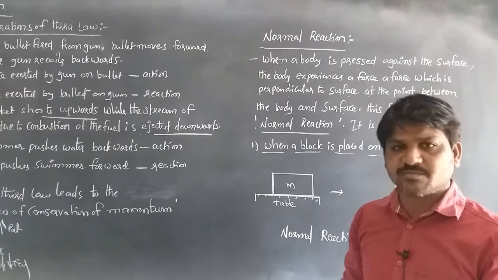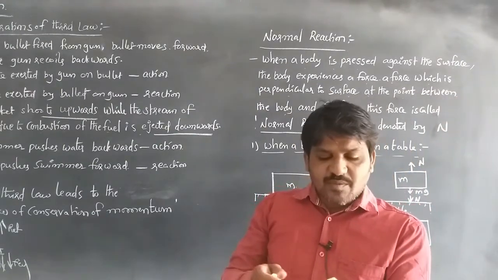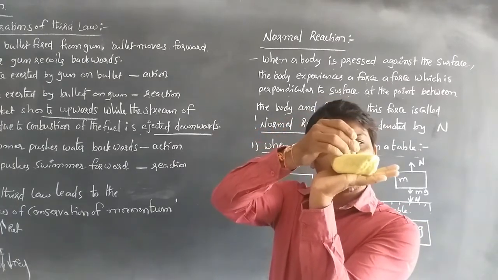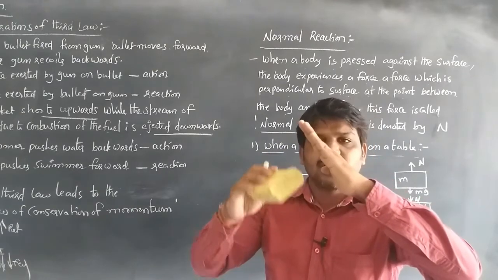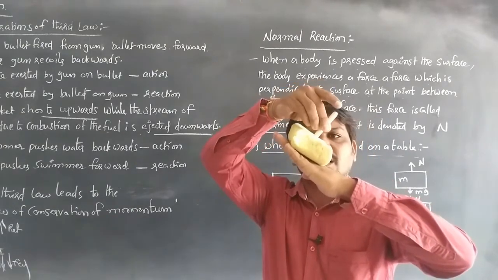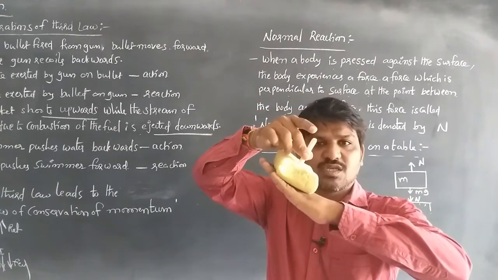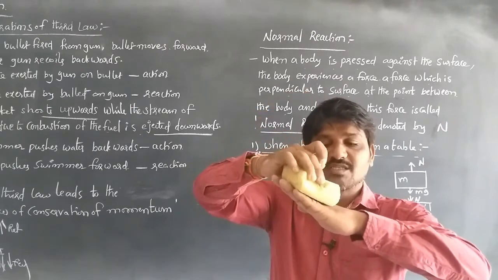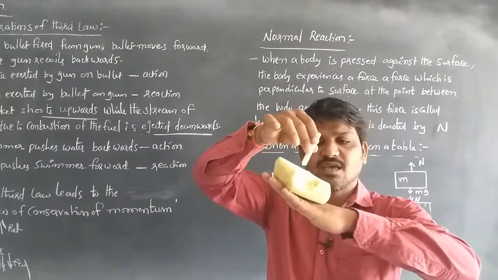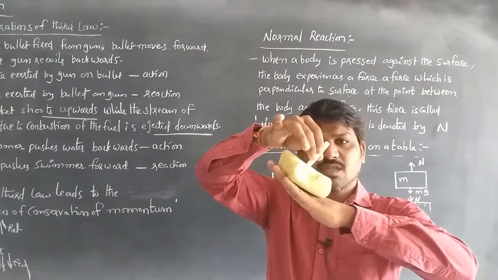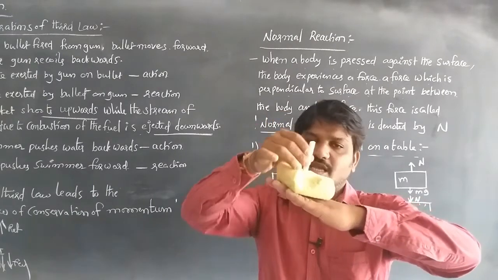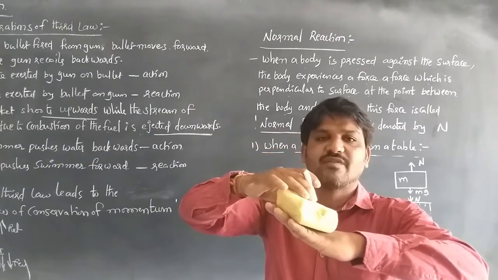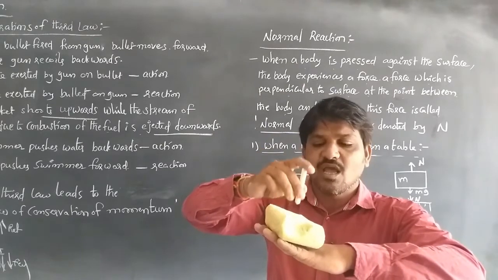The normal reaction is always perpendicular to the surface only. In the case of a horizontal surface, we can say it acts vertically. In the case of an inclined surface, the normal reaction will always be perpendicular to that inclined surface. Every time, the normal reaction acts perpendicular to the surface where the body is placed, either inclined or horizontal.